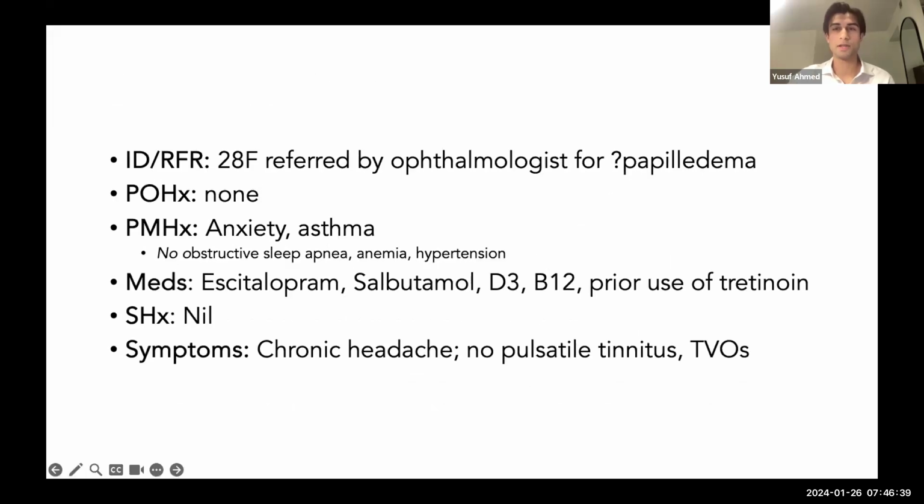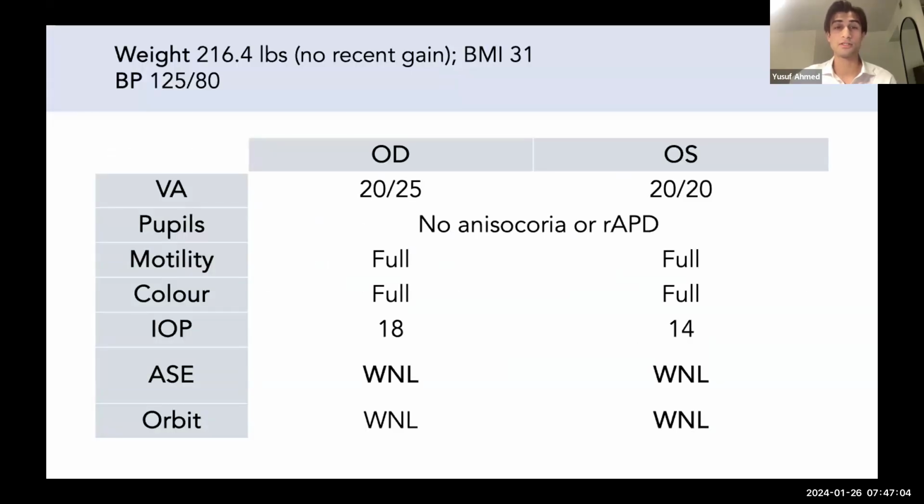So the case starts off with a 28-year-old female who was referred by her ophthalmologist for query papilledema, and her past ocular history and past medical history were unremarkable. Her medication list did include a prior use of tretinoin, which is a vitamin A derivative, but not for some time. She did have chronic headaches, although she didn't have any pulsatile tinnitus or transient visual obscurations. As far as her physical exam went, she did have an increased BMI of 31 with a weight of 216.4 pounds, although no recent weight gain.